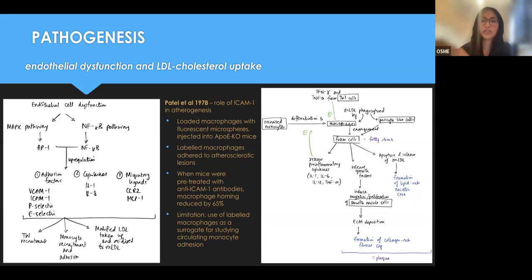And they'll also release growth factors, which will induce migration of the smooth muscle from the tunica media, which I'll talk about in the next slide. And once you form that inner core and the outer fibrous cap, that's what we call the plaque or fibroatheroma.